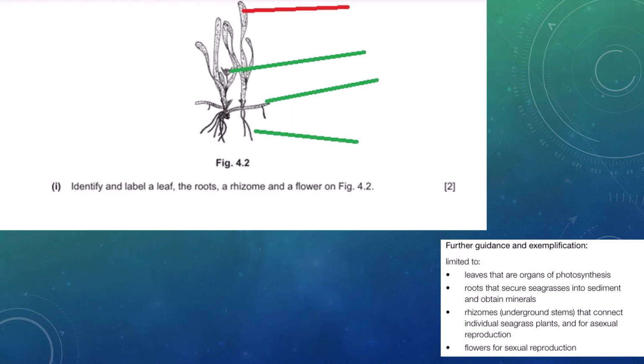So our next question here is a 2-point question where they ask us to identify and label the leaf, the root, the rhizome, and the flower here on some seagrass. And in the book, this is figure 3.36, which shows the structure of the seagrass. And seagrass is a flowering plant, so there will be flowers here. You have the root, you have the rhizome, you have the flower, and you have the leaf. That's how simple that is.